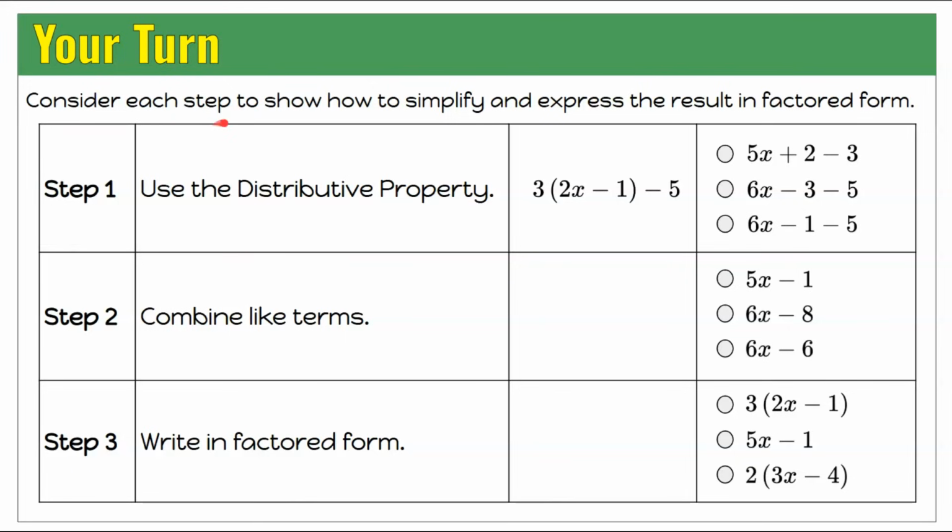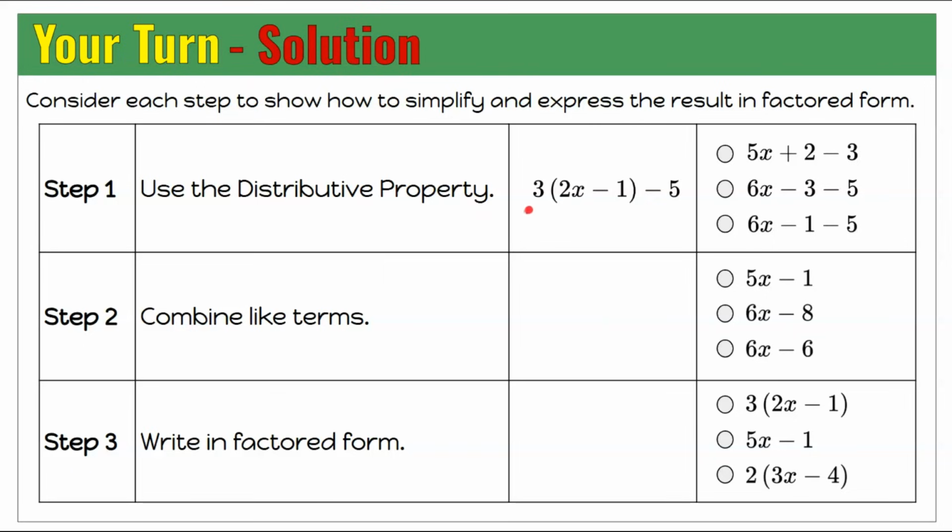I want you to consider each step to show how to simplify and express the result in factored form. So step 1, you're going to use the distributive property to this linear expression and pick which one it's equivalent to. Then in step 2, combine like terms and pick the expression it's equivalent to. Step 3, write in factored form and pick the equivalent expression in factored form. Pause here and come back when you're ready to check your work. Good luck. Welcome back. Here's our solution.